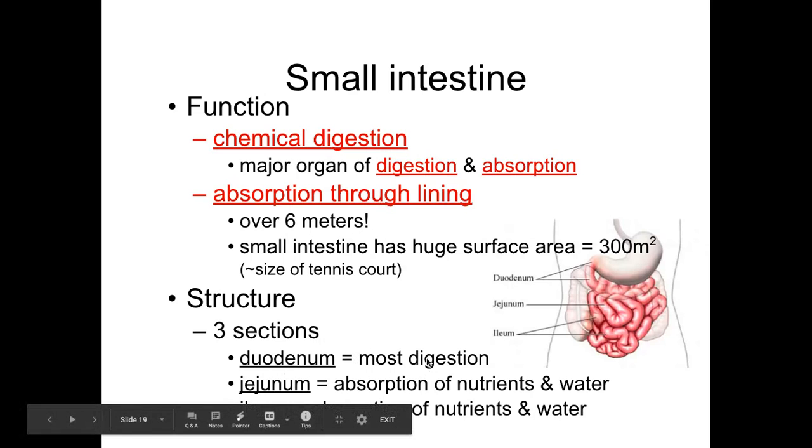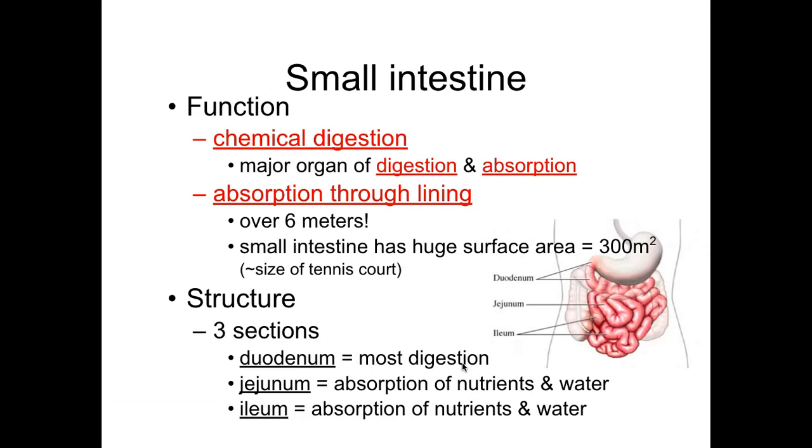Now, you do not need to know these three words here. They're really cool, some of my favorite English language words, but it's broken into 3 sections. The first section is where most of the digestion is taking place. And we're going to see our accessory organs like our liver, our gallbladder, and our pancreas. They dump a lot of chemicals into our duodenum to help us digest and break down the food. And then we've got the jejunum and the ileum.